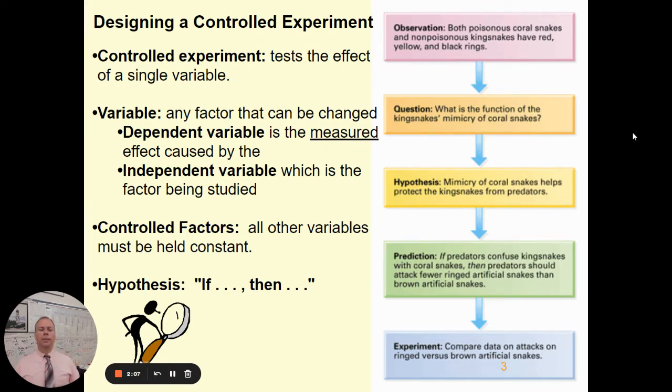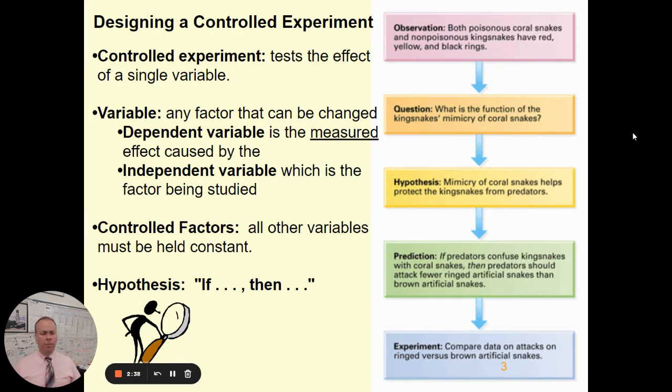So in an experiment, the dependent variable is the variable that we're interested in the result of. The dependent variable is measured. I often say it's the data we're collecting. To help you remember, the D in dependent goes with the data that's being collected. And the independent variable is the factor, the thing you're altering, the thing that you're changing to see how it affects the dependent variable.